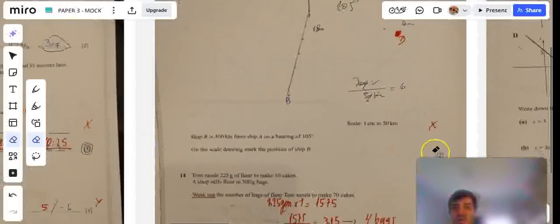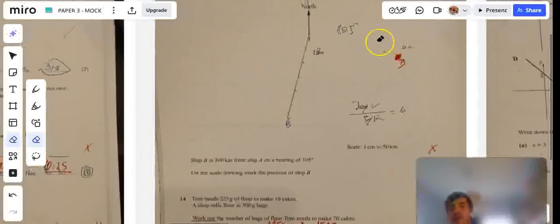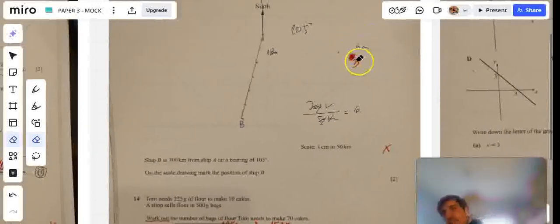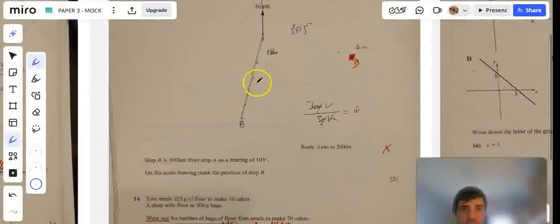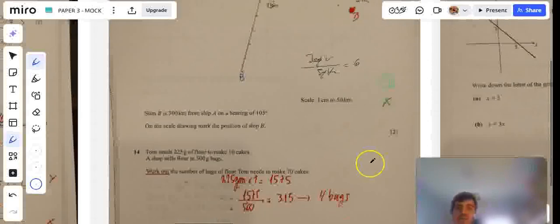Again, this is 2 points. If you have the bearing, the angle, correct, but the distance is wrong, then you have 1 point. If the distance of 6 centimeters is correct, but the bearing is incorrect, then you only have 1 point. 1, 2, 3, 4, 5, 6.